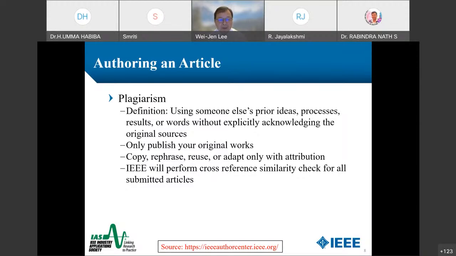And of course, when you try to do that, sometimes you have to use other people's references. However, the main purpose of a published paper is to publish your original work. So when you copy, rephrase, reuse, or adapt, you have to attribute that source. And now that the computer is so powerful, every paper IEEE receives, they are going to perform a CrossRef similarity check for all submitted articles.